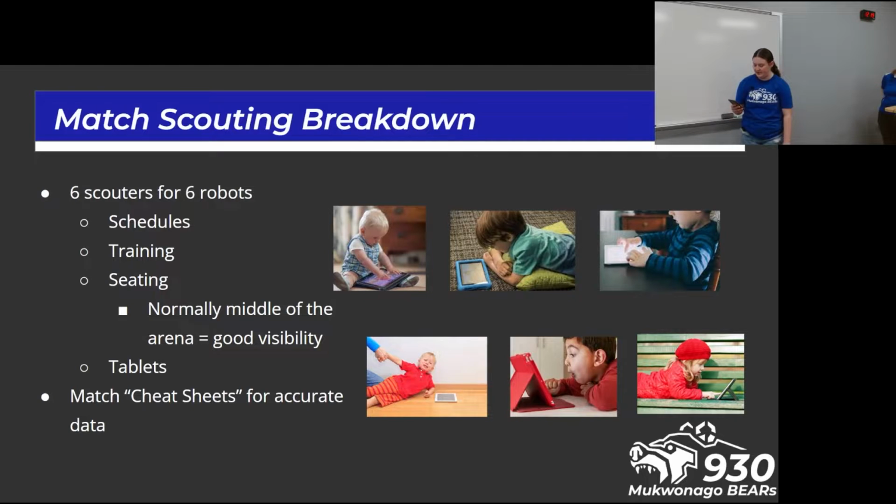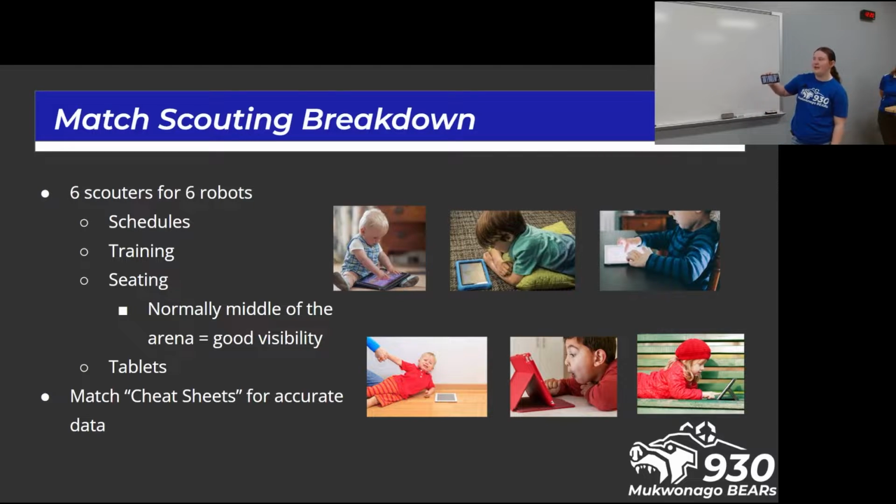All right, so let's get into a scouting breakdown, a more detailed explanation of scouting. This is how 930 and many other teams scout. It's pretty much a tried and true method, and with some modification, it should work with however your team runs your scouting. What we do is we have 6 scouters, so you see six kids up there, and then 6 robots on the field, one scouter for each robot. Obviously, 3 red, 3 blue makes things super simple.